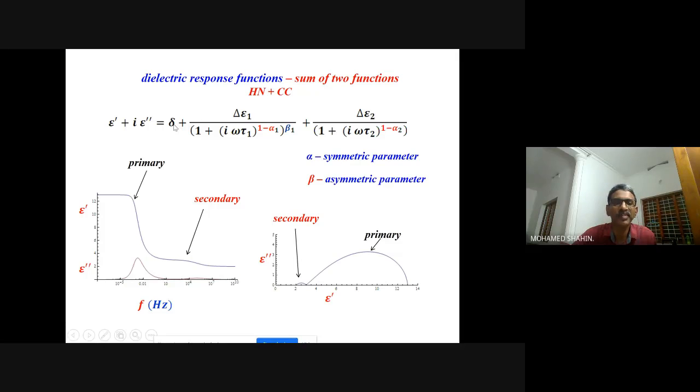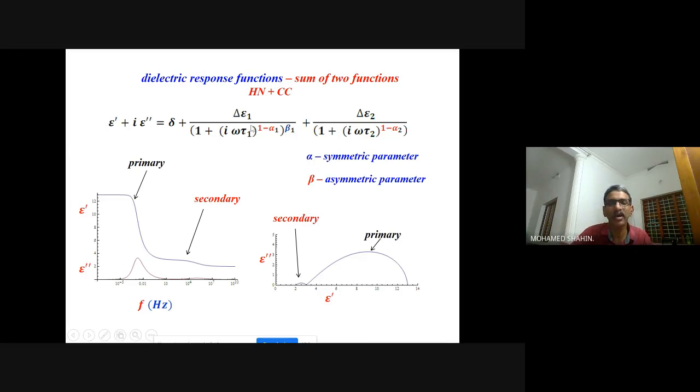So epsilon infinity is only coming once, but delta epsilon is coming twice. So we have to distinguish it. So we call it first process, second process. In the second process, there is no beta, because the second process is almost symmetric. So symmetric parameter is there, but asymmetric parameter is not there. That is the advantage of this.